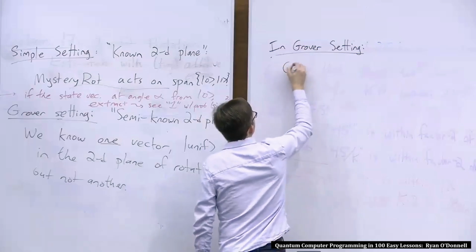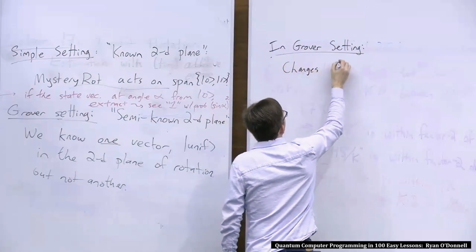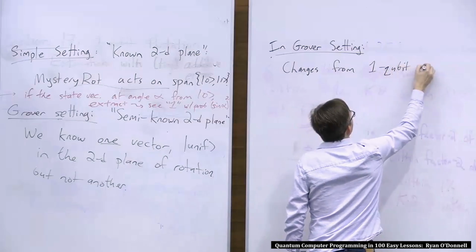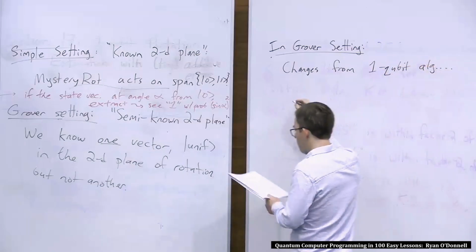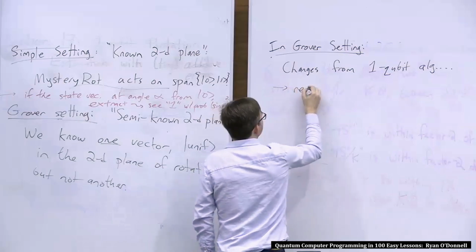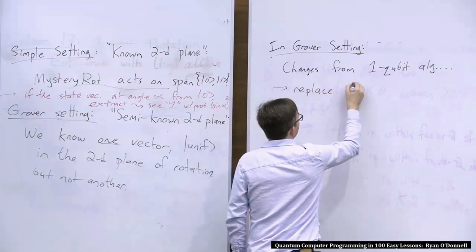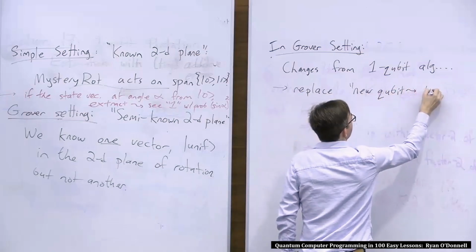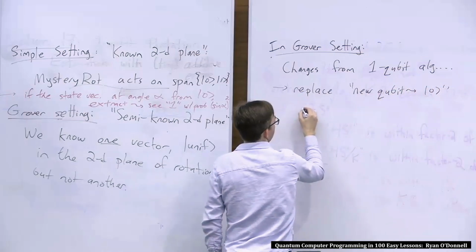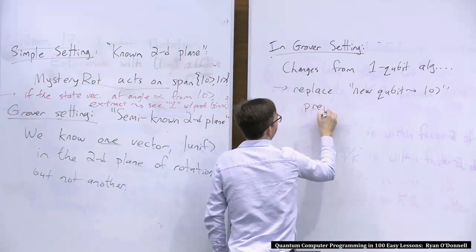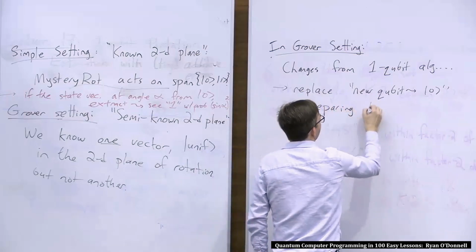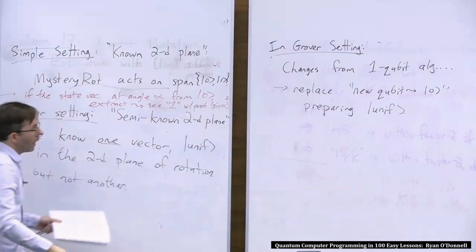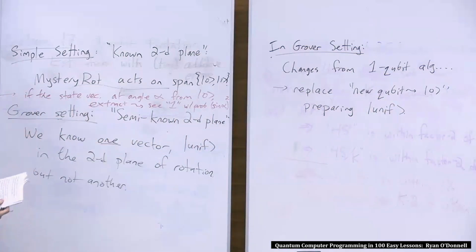So the changes that we need to make from the 1 qubit algorithm: we need to replace making a new qubit and getting ket 0 with just preparing ket uniform, which we do by making n new qubits and doing the Hadamard transform.